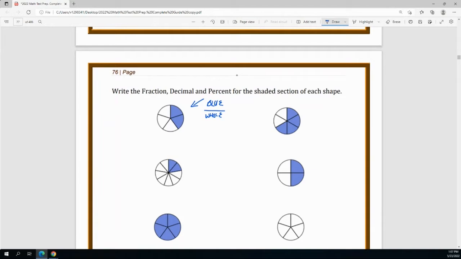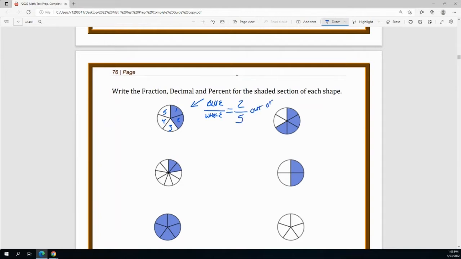So if I said, hey, what is the fraction of blue? Well, you would say, well, there's two of them. So I would say, okay, then you would put a 2 in the numerator position because that's how many blues are there. But then you're always describing what it is out of the whole. Well, that's 2 pieces. Out of how many pieces? Well, it looks like there's 5 pieces. So if I said, what is the fraction of blue? You would say 2 out of 5.